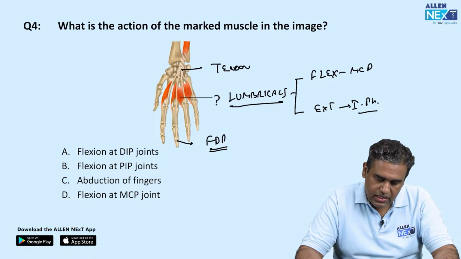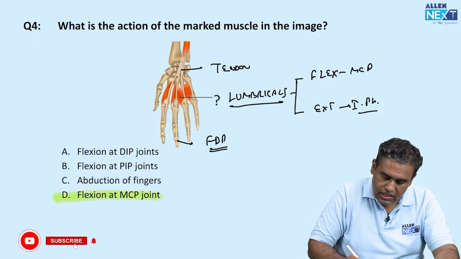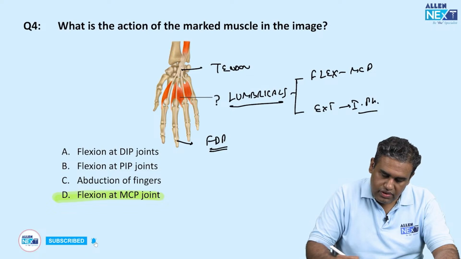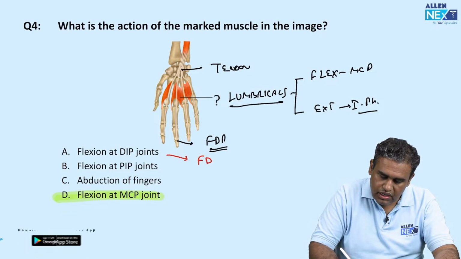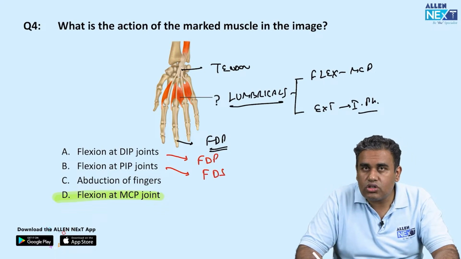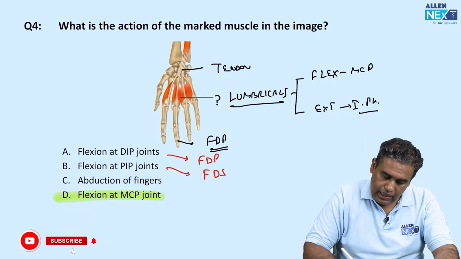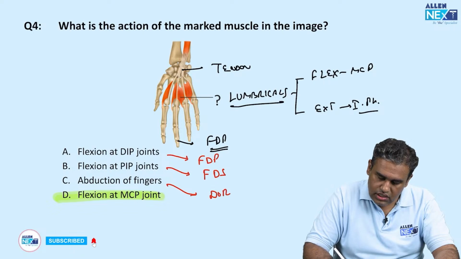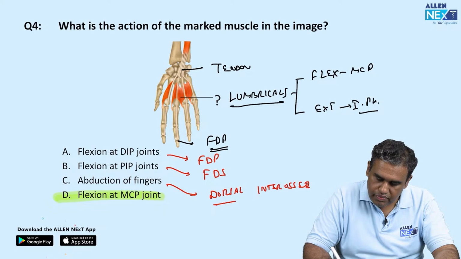Option number A is flexion at DIP, no. Flexion at PIP, no. Abduction of fingers, no. Option number D is the correct one. For the other options, flexion at DIP is done by the FDP tendon. Flexion at PIP is mainly by FDS, the flexor digitorum superficialis tendon. Abduction of fingers is basically done by the dorsal interossei muscles, which are the bipennate muscles.